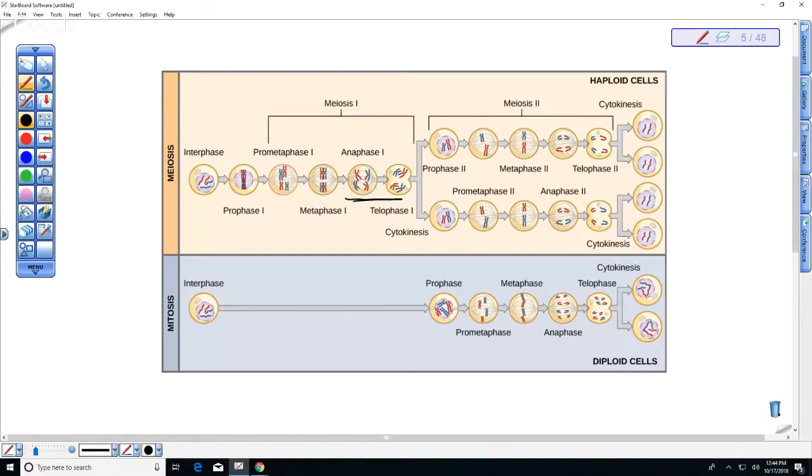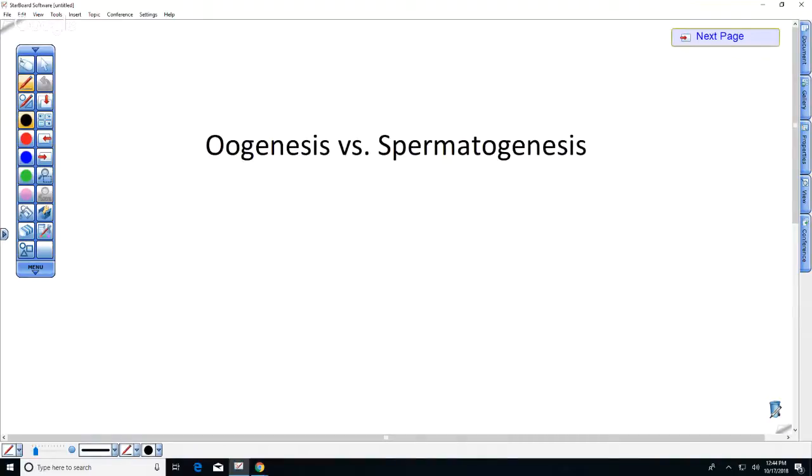Okay. So I want to talk a little bit about the difference between the production of sperm and the production of eggs. So this is the idea of oogenesis versus spermatogenesis. So let's start with sperm production. So genesis just means to produce, okay? This would be spermatogenesis. This takes place in the testes. We have one diploid cell. And from this diploid cell, we produce 4 haploid cells, as would be predicted from our models.